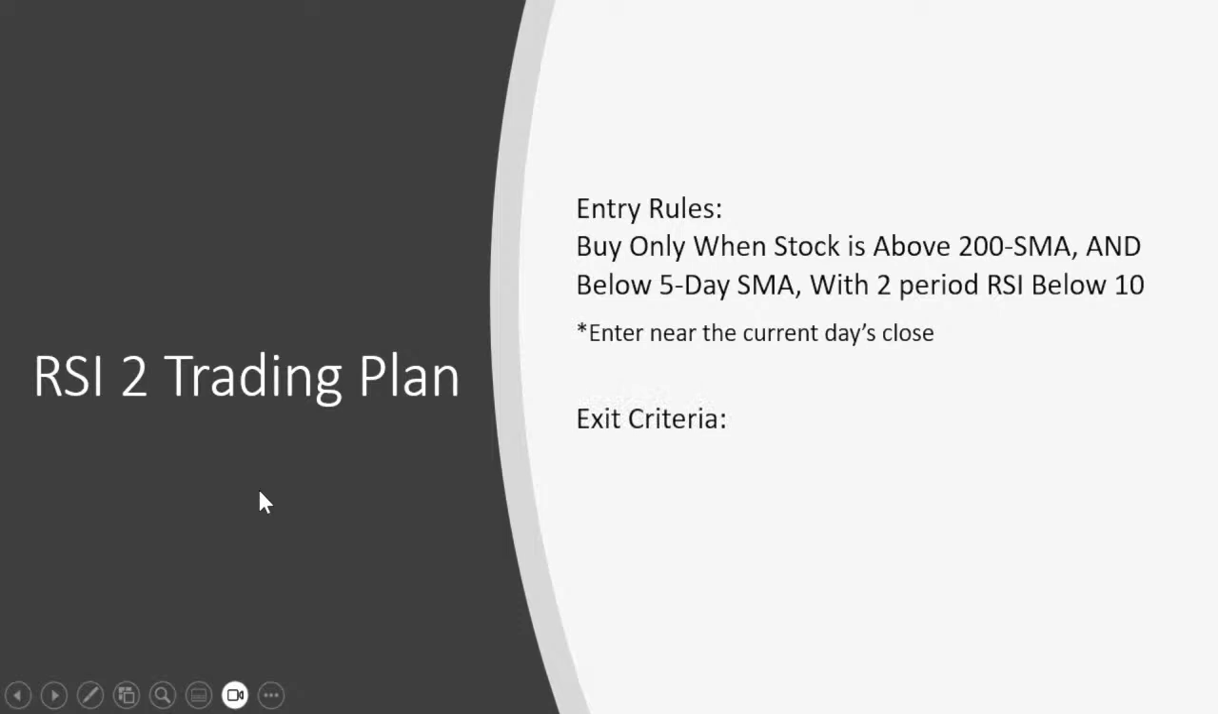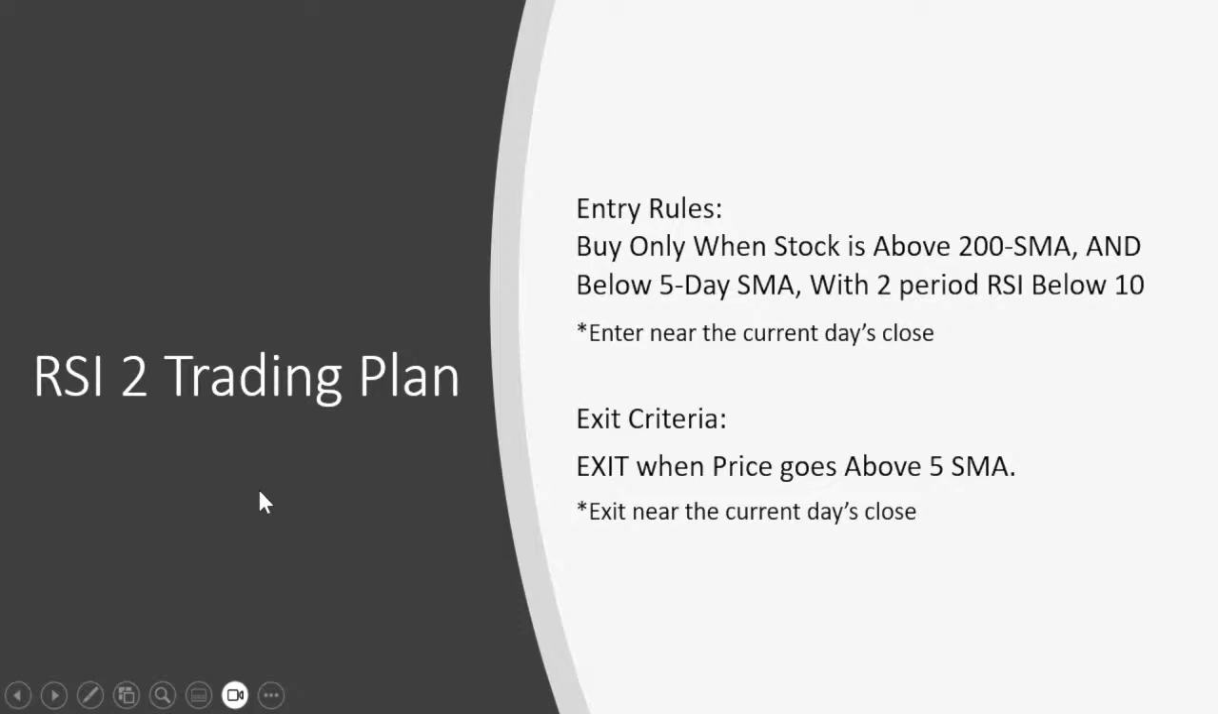Everybody clear on the entry rules? You buy when the stock is above the 200-day moving average but below the 5-day moving average with the 2-period RSI below 10. If you're seeing this at the end of the session, you're going to buy the stock as close to the close as possible. Exit criteria is you exit when price goes above the 5-day simple moving average, and you are also exiting near the close of that day, whenever that happens. By the way, the average holding period for an RSI 2 trade is between 2 to 5 days.